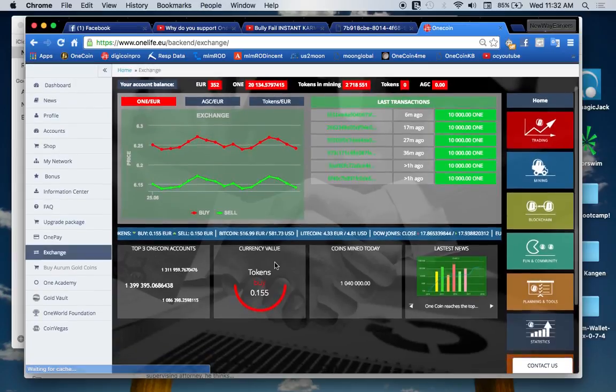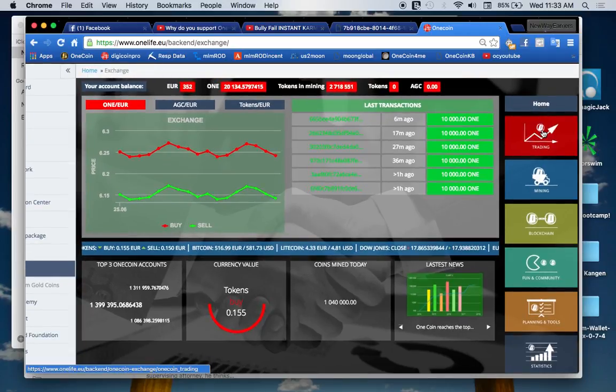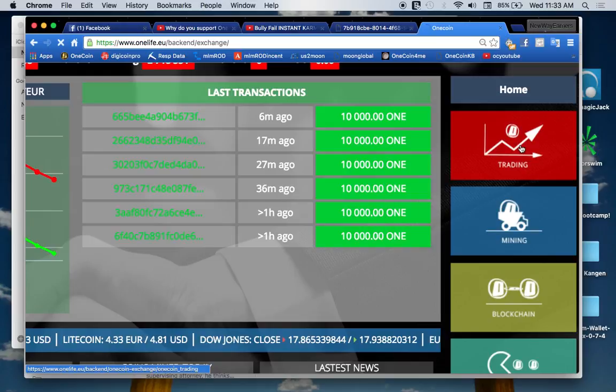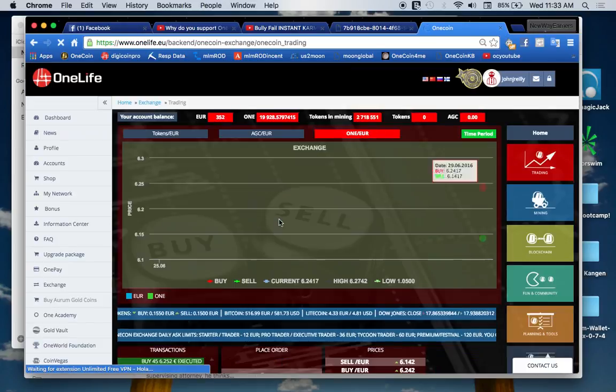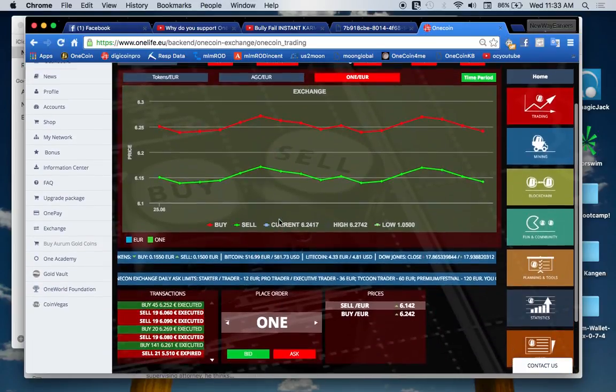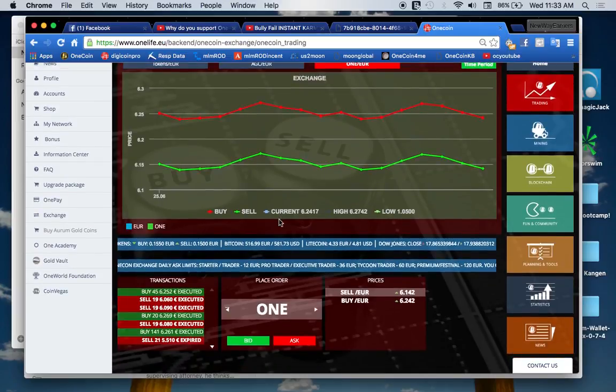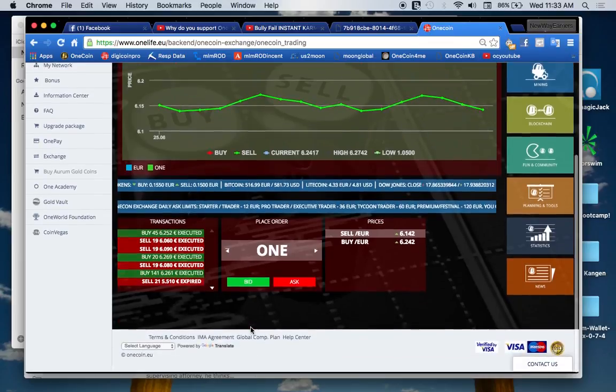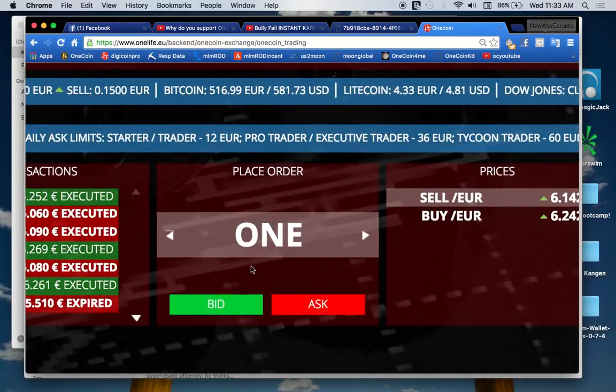Once you get to the exchange, you are going to see that there's trading and then there's mining. Pretty self-explanatory. Mining is to send your tokens into mining, and trading is where you do buying and selling. So you're going to click trading. Okay, so once you get to the exchange, what you want to do is go to this place order box right here.